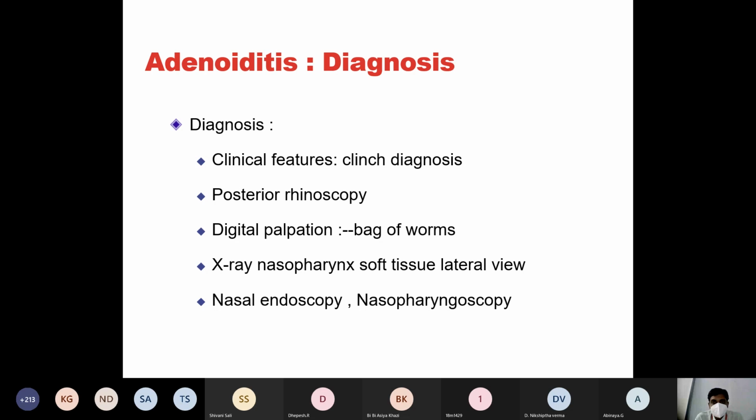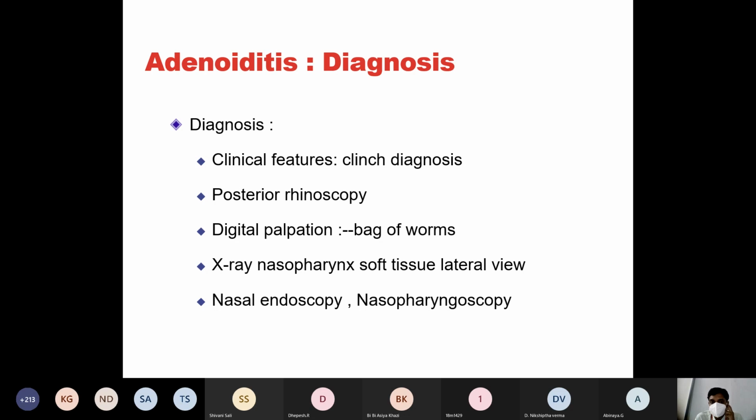Now, how to diagnose this condition? The constellation of clinical features usually clinches the diagnosis. In a cooperative child, which very few of them are, you can attempt posterior rhinoscopy. That's in an older cooperative child. Most children you cannot do that. Under anesthesia, when you examine the child, you can palpate the nasopharynx. You get a characteristic bag of worms sensation of the adenoids.